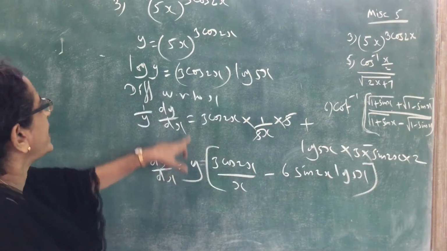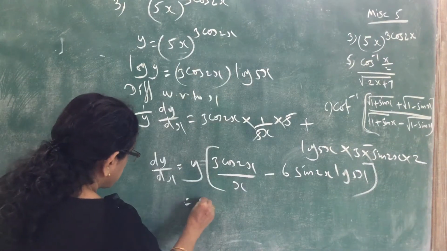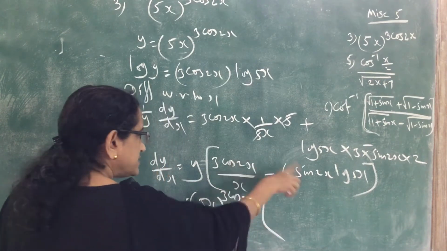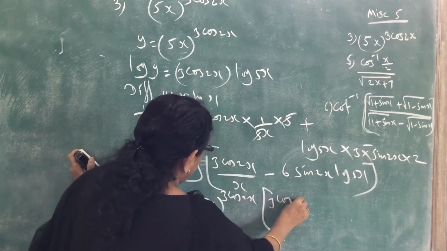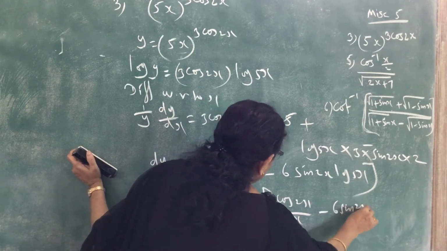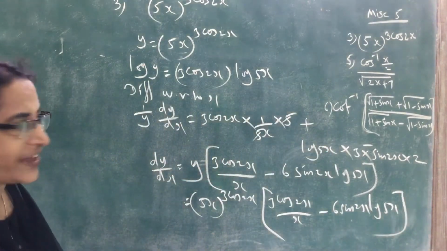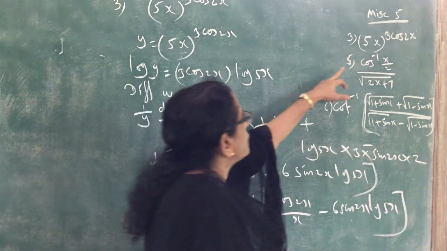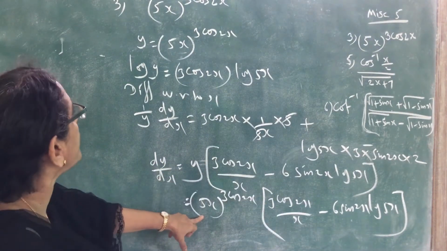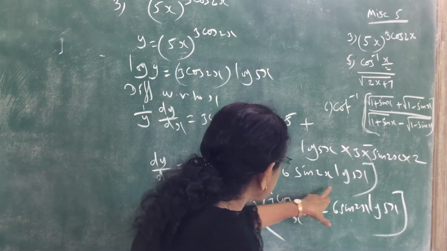Now in the place of y we have to substitute. What is y? Y is (5x) whole raised to 3 cos 2x into 3 cos 2x by x minus 6 sin 2x log 5x. So that is the answer.